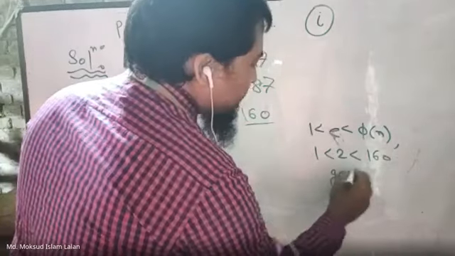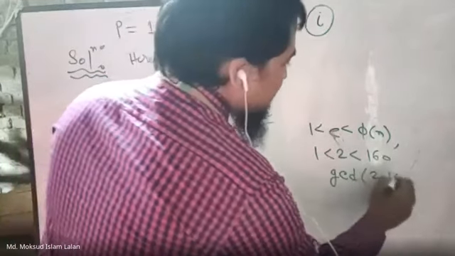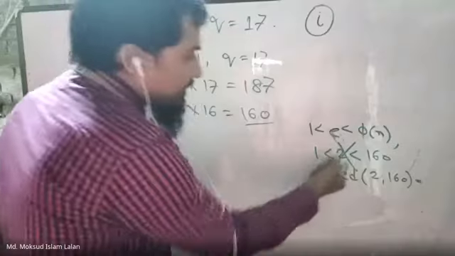GCD of 2 and 160. Is it 1? No, sir. So you cannot consider E as a 2. Do you understand or not? Yes, sir. You cannot consider E as a 2.